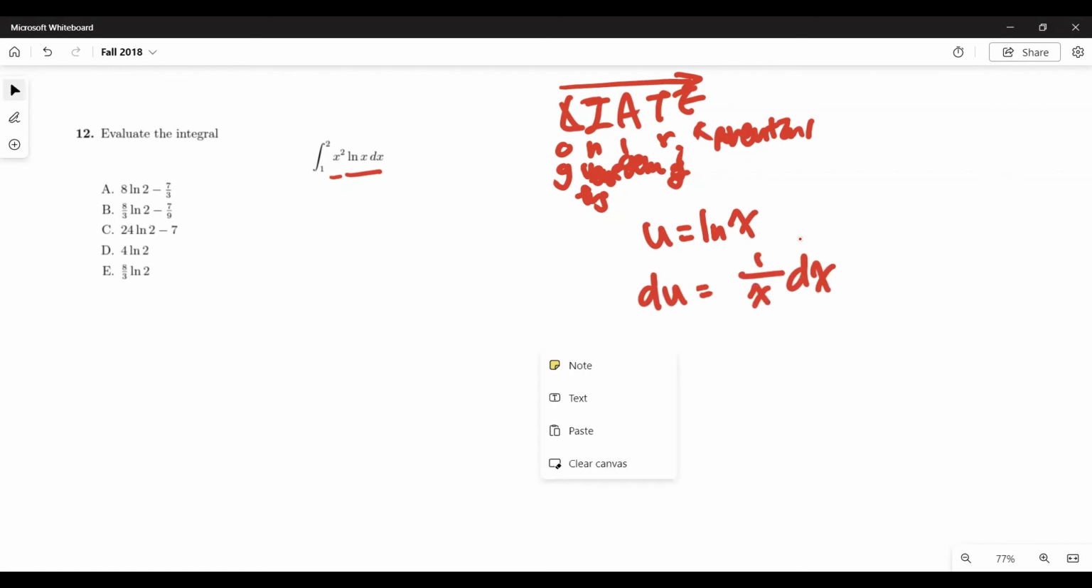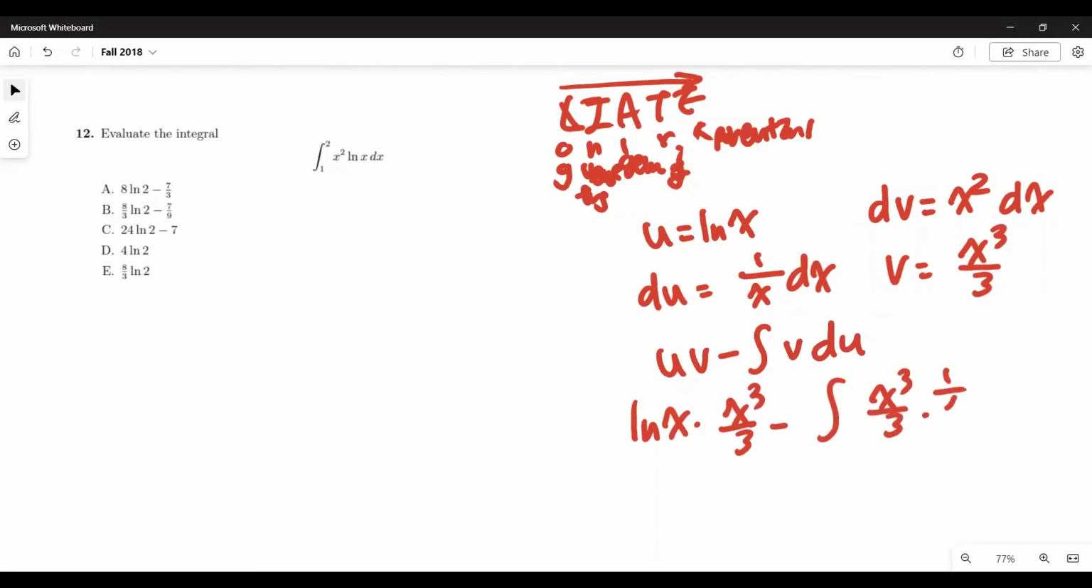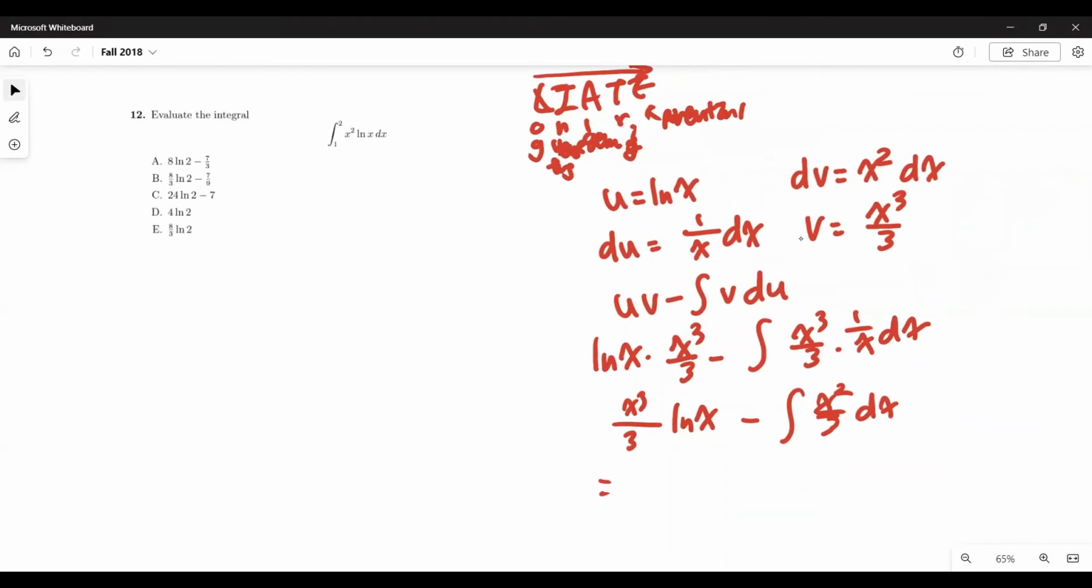And once we choose u, the rest of the stuff inside of the integral just becomes dv. dv is x squared dx. v equals x cubed over 3. And the integration by parts equation is uv minus the integral of v du. ln x times x cubed over 3 minus the integral of x cubed over 3 times 1 over x dx. The integral of x squared over 3 dx. And this becomes x cubed over 3 ln x minus x cubed over 9, integrating from 1 to 2.